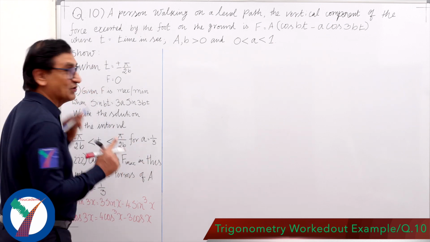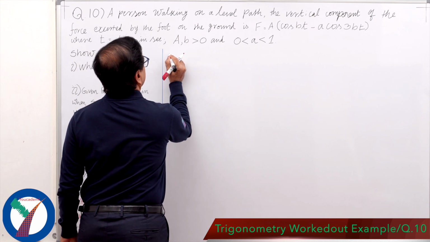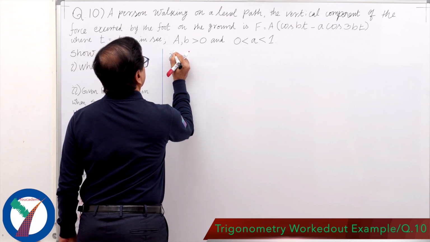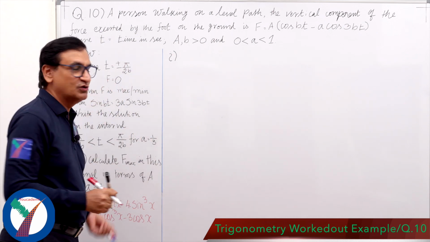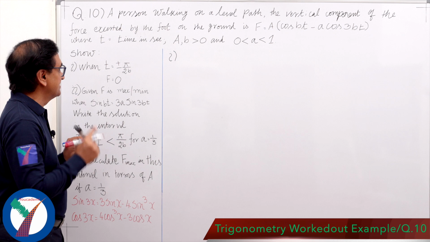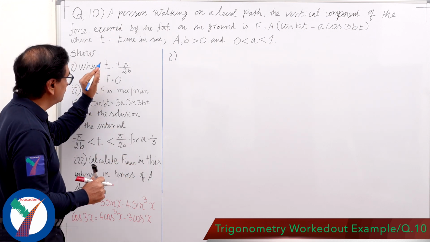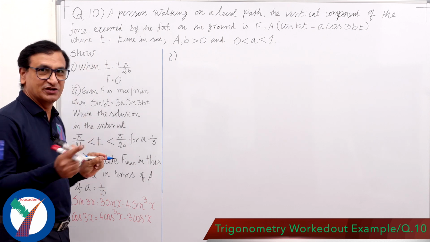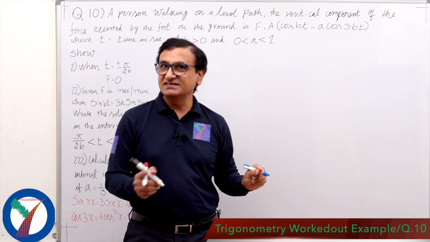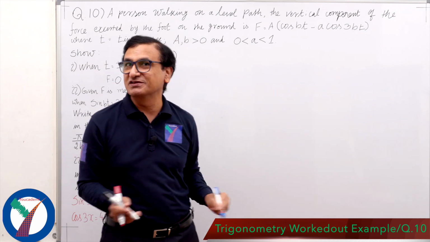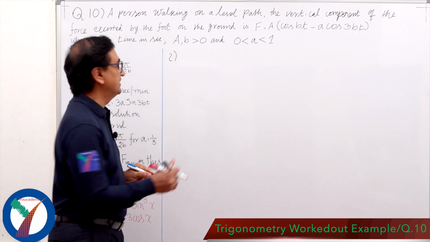Let's start with question number 1. We have to show that force F equals 0 when time t equals plus or minus pi by 2b. So what we have to do is substitute t equals plus pi by 2b and minus pi by 2b into this equation and see whether F is becoming 0 or not. First, let us substitute t equals plus pi by 2b.